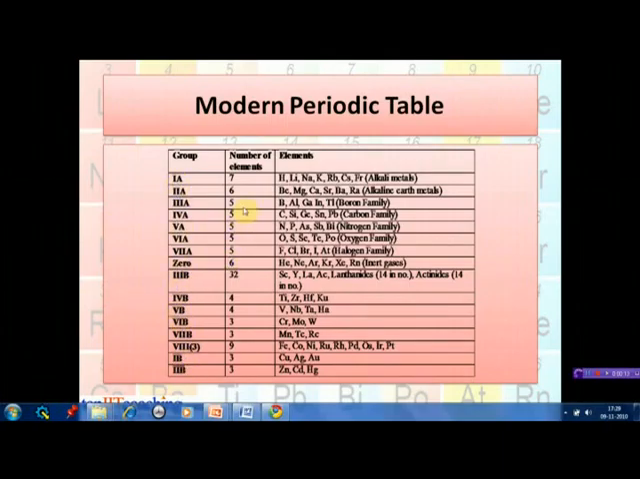These are the 16 groups consisting of 18 columns, and these are the number of various elements present in these groups. The first A and second A groups, known as alkali metals and alkaline earth metals respectively, are in the S block. Groups third A to 0 group are in the P block. They are also known as the boron family, carbon family, nitrogen family, oxygen family, halogens, and inert gases respectively. Boron, carbon, nitrogen, and oxygen are the first elements in their groups and hence the names.